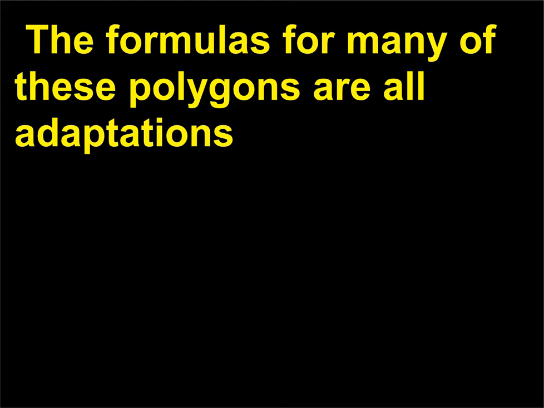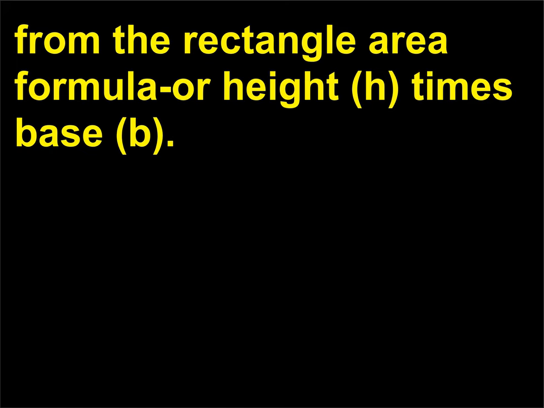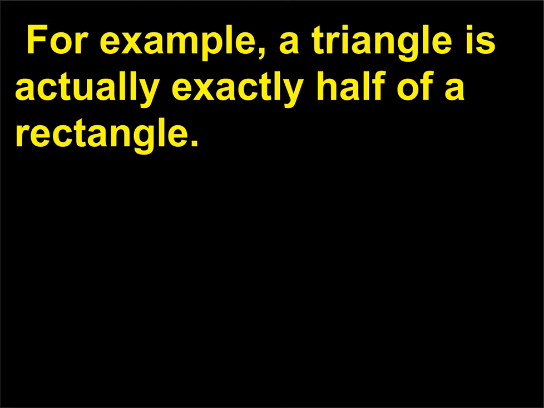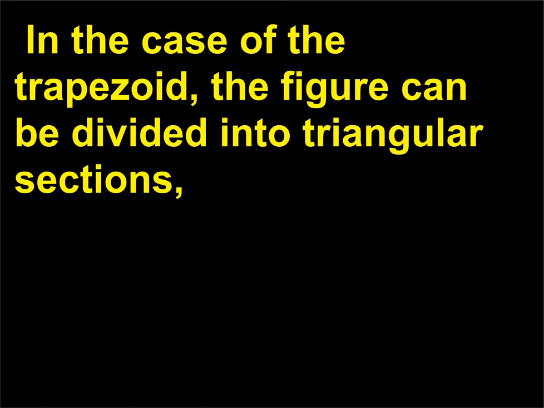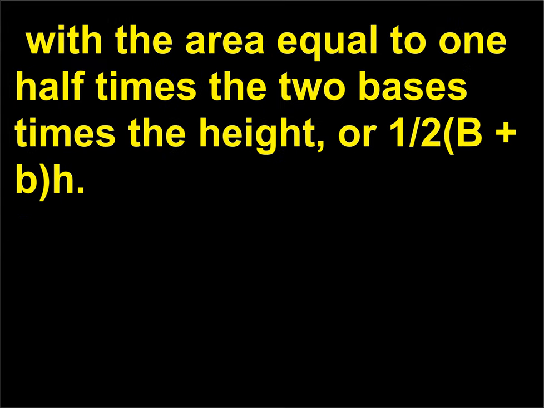The formulas for many of these polygons are all adaptations from the rectangle area formula, or height, h, times base, b. For example, a triangle is actually exactly half of a rectangle. Thus, the formula to find the area of a triangle is half the base times the height, 1/2bh. In the case of the trapezoid, the figure can be divided into triangular sections with the area equal to 1/2 times the two bases times the height, or 1/2(b1 + b2)h.